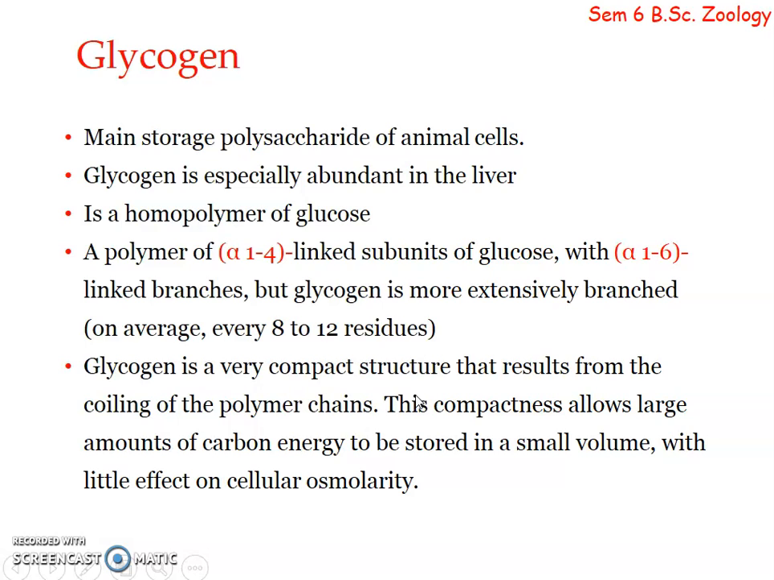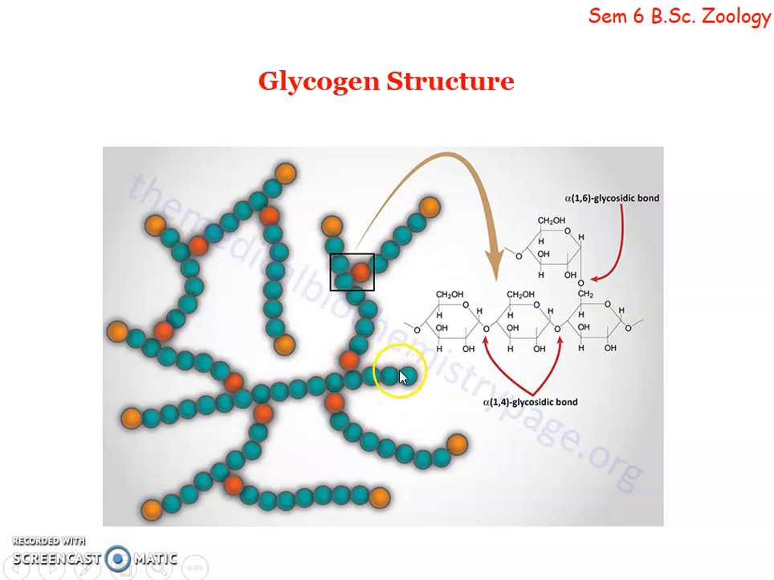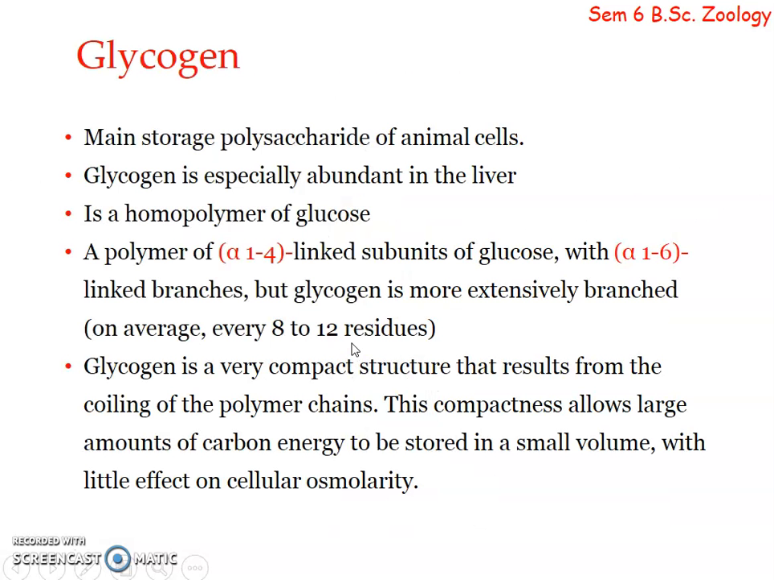But there is a pattern. At every 8 to 12 residues there is a branching. So along a straight chain, continuing from here, every 8 to 12th glucose unit there will be a branching point. That is the frequency. Glycogen is a very compact structure because at every 8th residue you can find a branching point. It results from the coiling of the polymer chains, and this compactness allows large amounts of carbon energy to be stored in a small volume.